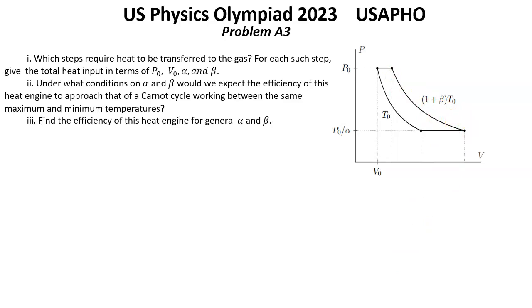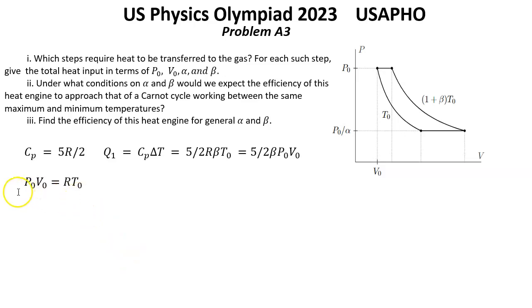In the first step we have heating at constant pressure, which has a molar heat capacity Cp equal to 5R over 2. So from here we have Q1 equal to Cp multiplied by delta T, and delta T is beta T0. Using the ideal gas law, we have RT0 equal to P0 V0, and we have finally that Q1 equals 5 over 2 beta P0 V0.